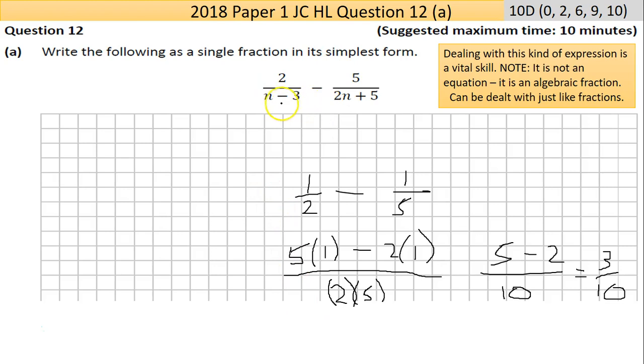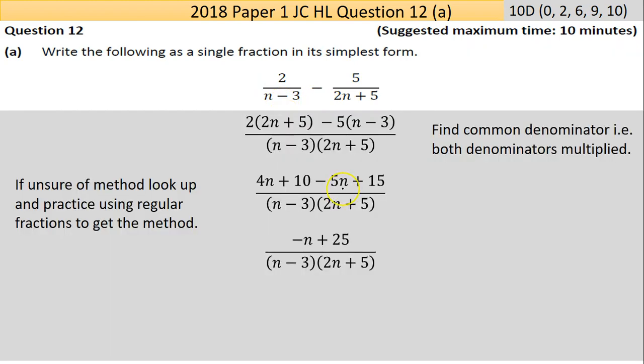Now, this is the same thing, it's just an algebraic fraction. So I'm going to go to the answer here. I've multiplied my two denominators, then followed the method just like I would with the half minus a fifth. I've divided the n minus 3 into the denominator. That leaves the 2n plus 5. Multiply that by what's on top, which is the 2. So it's exactly the same as the last method.